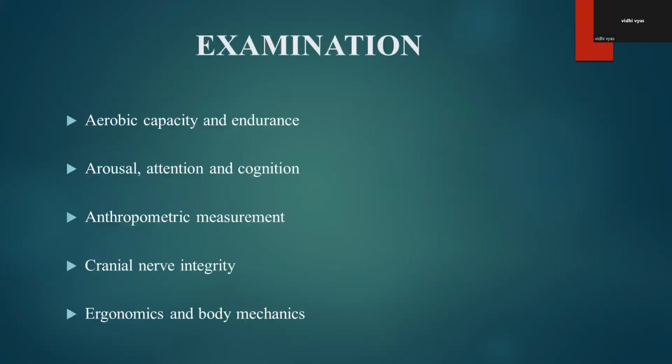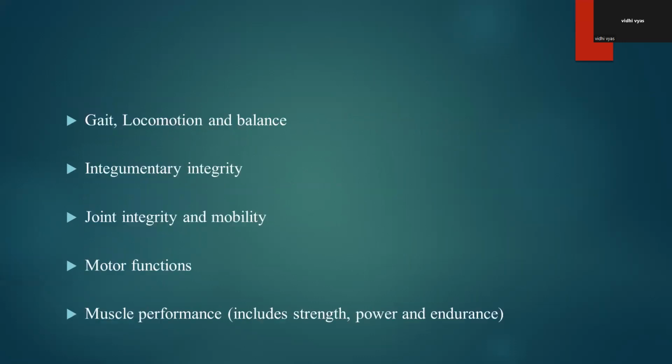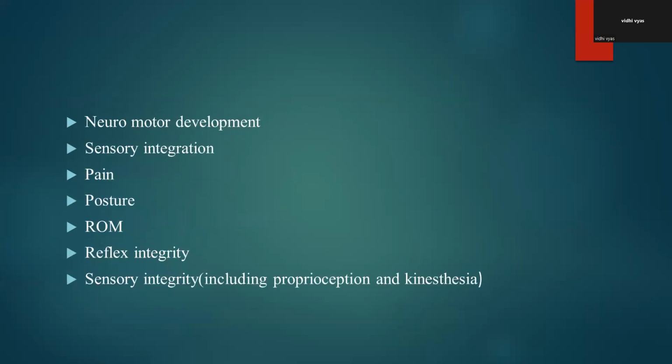Examination: aerobic capacity and endurance, arousal, attention and cognition, anthropometric measurement, cranial nerve integrity, ergonomics and body mechanics. Gait, locomotion and balance, integumentary integrity, joint integrity and mobility, motor function, muscle performance including strength, power and endurance. Neuromotor development, sensory integration, pain, posture, range of motion, reflex integrity, sensory integrity including proprioception and kinesthesia.